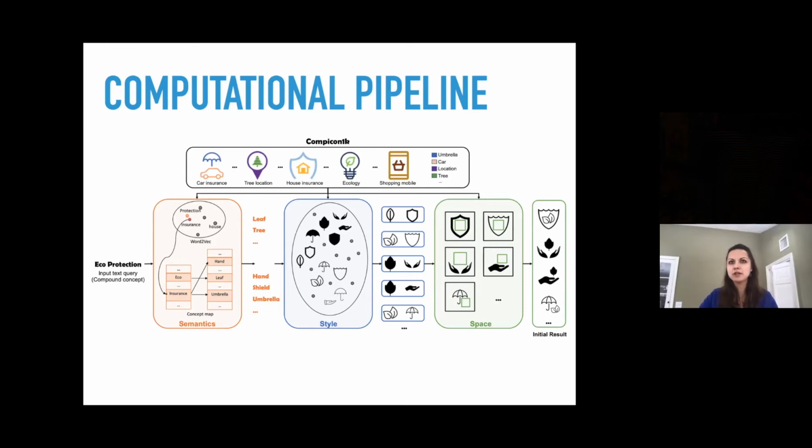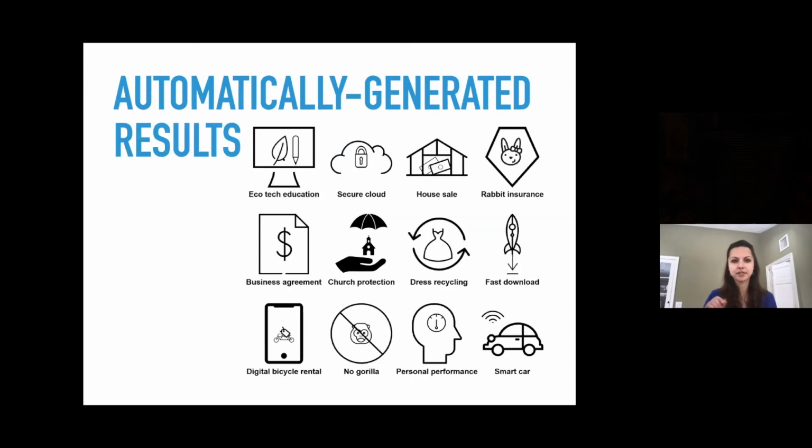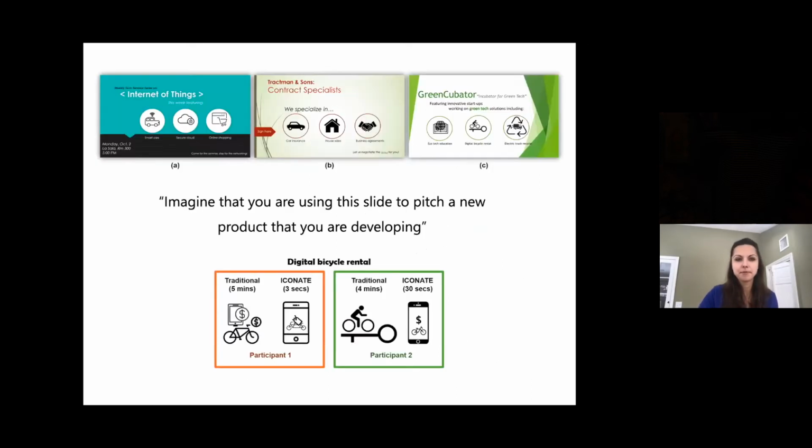We train these various components using the CompiCon 1K data set that we gathered ourselves. So it's 1,000 different compound icons where their individual components have been annotated and mapped to labels for training this system. So here are some examples of our automatically generated results. You can see more common concepts like smart car, and then stranger ones like rabbit insurance that suddenly becomes possible here.